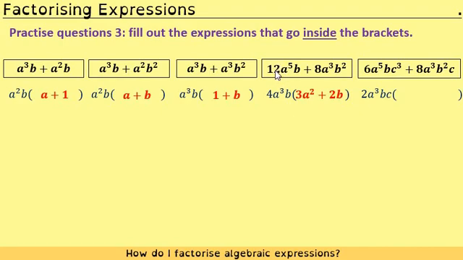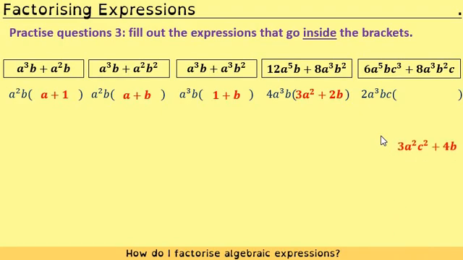So 12, we took 4a cubed b outside the bracket. 12 take out 4 gives me 3. A to the power of 5 take out a cubed gives me a squared. B take out b, cancels. 8 take out 4 gives me 2. A cubed take out a cubed, cancels. And b squared take out b gives me b. So 3a squared plus 2b goes inside the bracket.